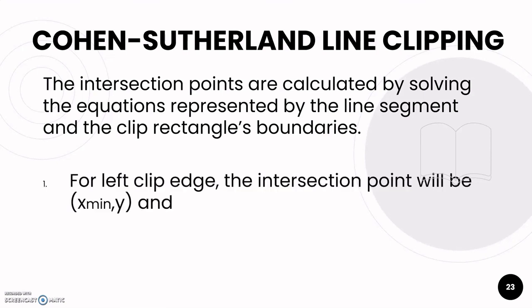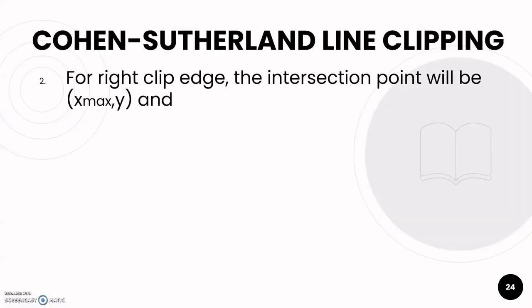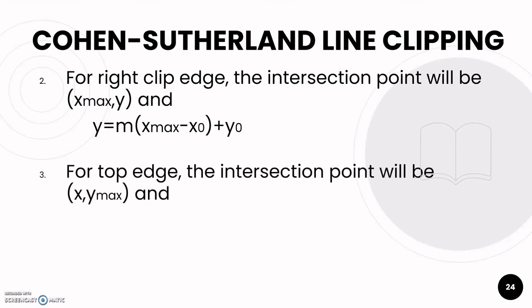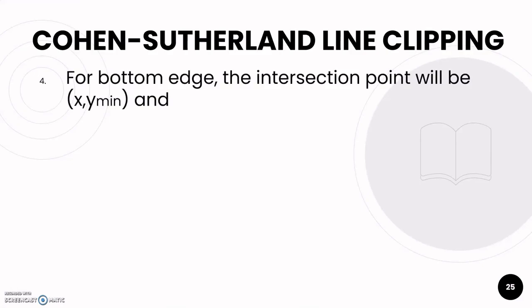For the left clip edge, the intersection point will be x min comma y, where y is equal to m into x min minus x0 plus y0. And for the right clip edge, the intersection point will be x max comma y, where y is equal to m into x max minus x0 plus y0. Now for the top edge, the intersection point will be x comma y max, where x is equal to x0 plus 1 by m into y max minus y0. And for the bottom edge, the intersection point will be x comma y min, where x is equal to x0 plus 1 by m into y min minus y0.